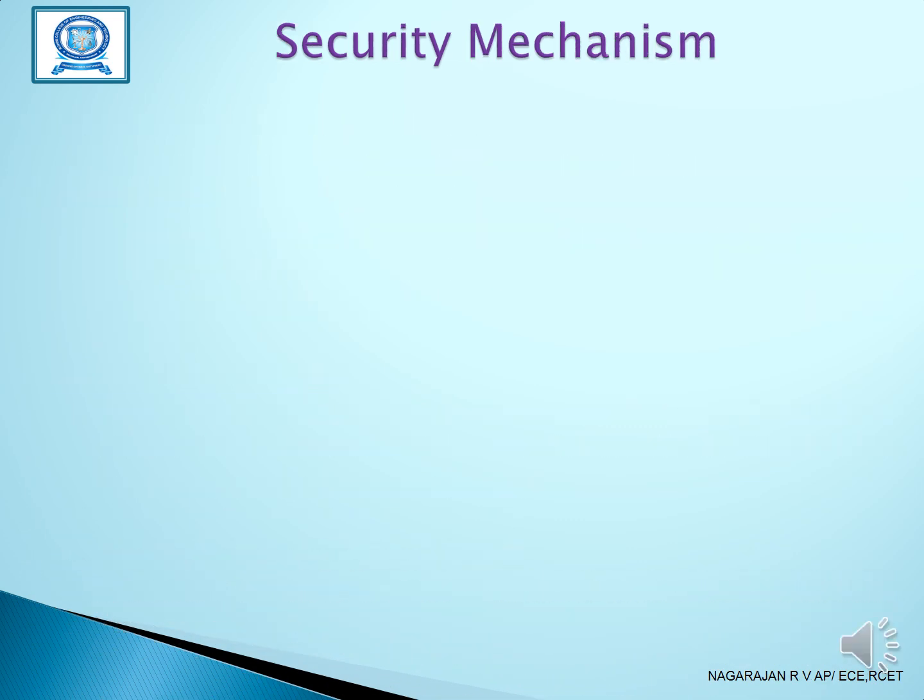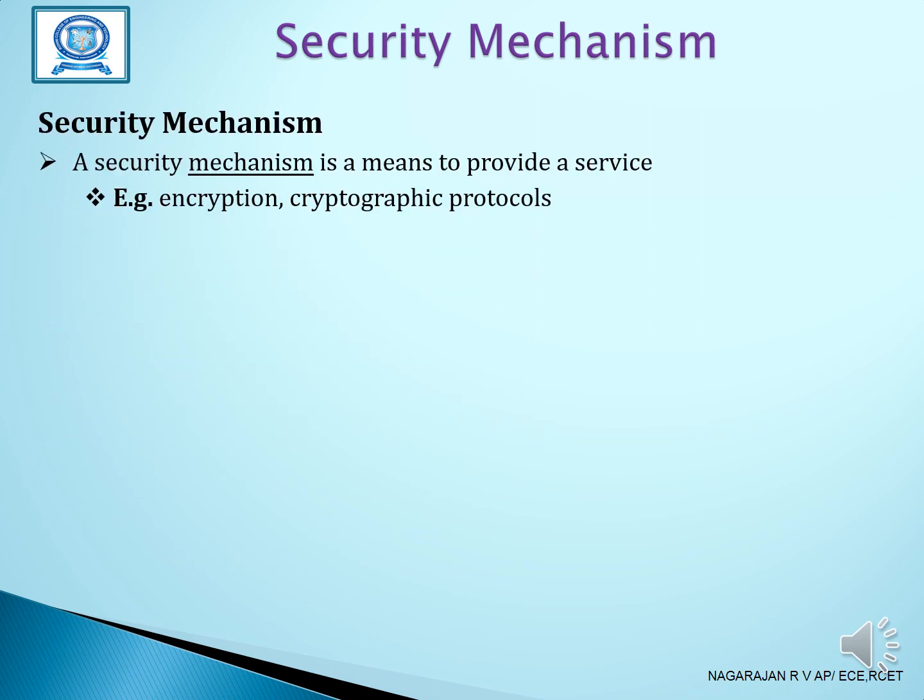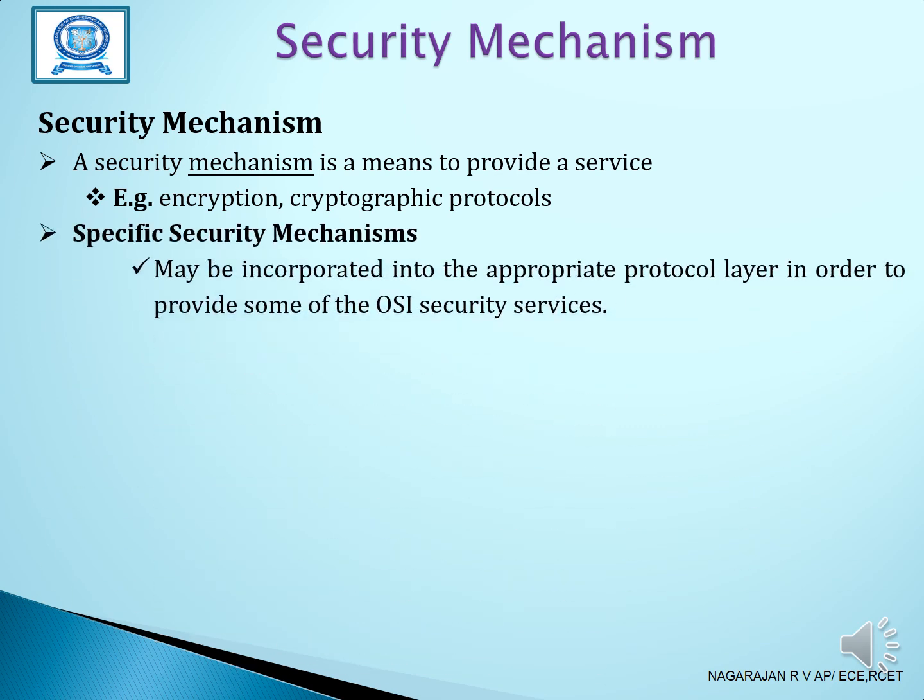So in the security mechanism, previously we discussed security services. Now let us see the security mechanisms. A security mechanism means providing a service such as encryption and cryptographic protocols. Specific security mechanisms may be incorporated into the appropriate protocol layer in order to provide some of the OSI security services.